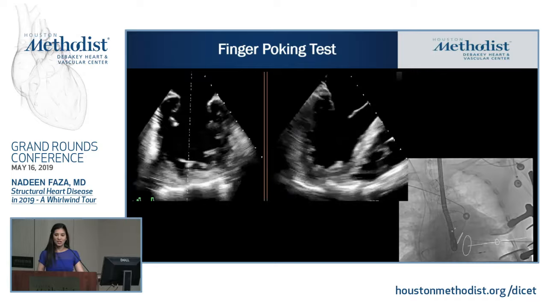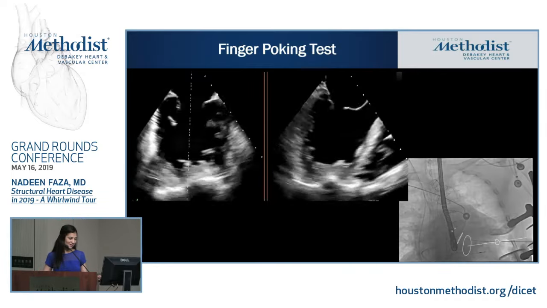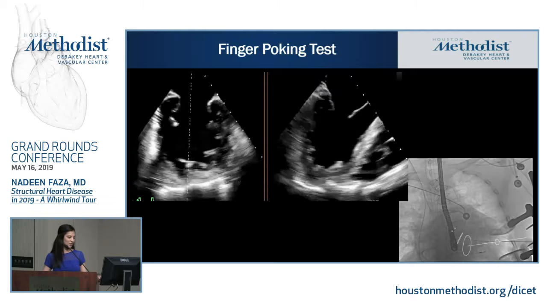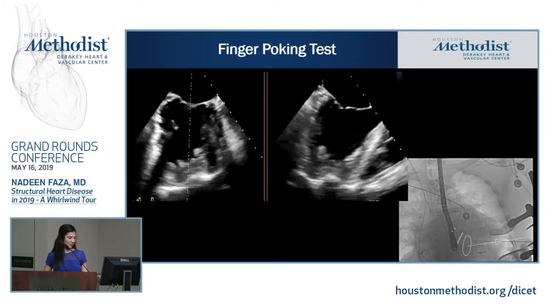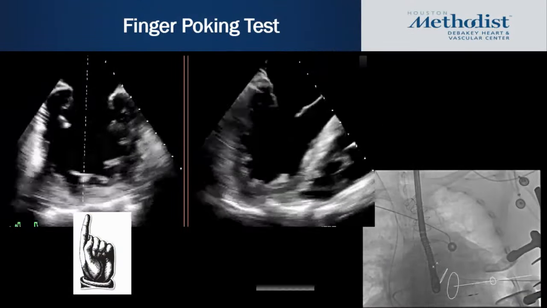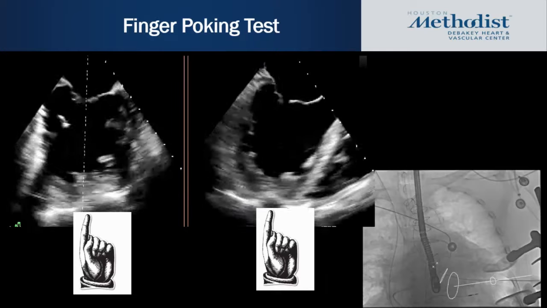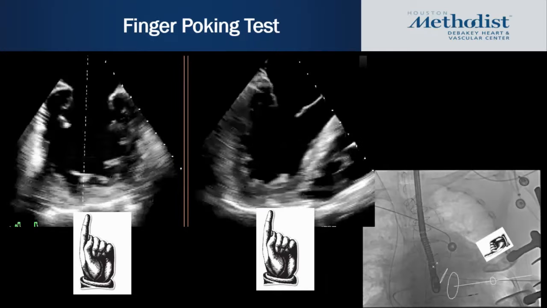When you're doing these procedures and you're aiming for transapical access, you want to identify the apex. And this is kind of a group effort. So you have the surgeons poking from the outside, as you see right here. You see the LV getting pushed at the apex. This helps identify the apical site. And also, you can see the finger here on fluoro.